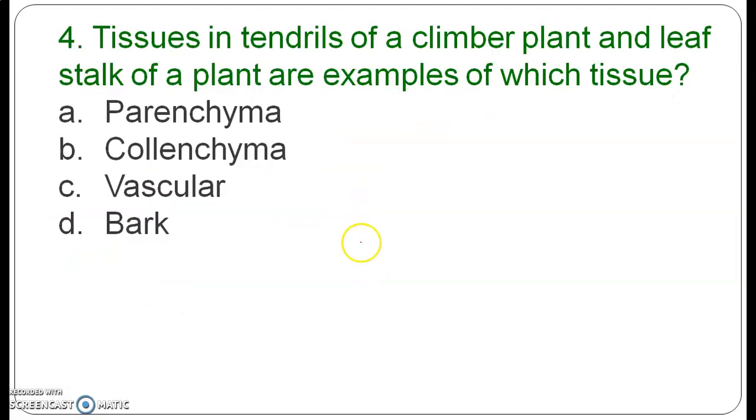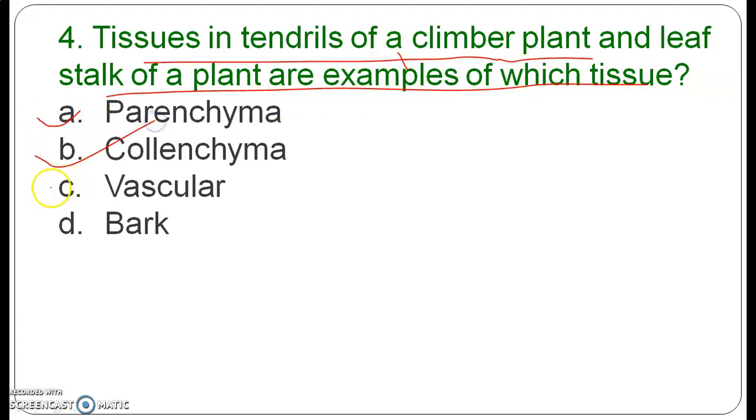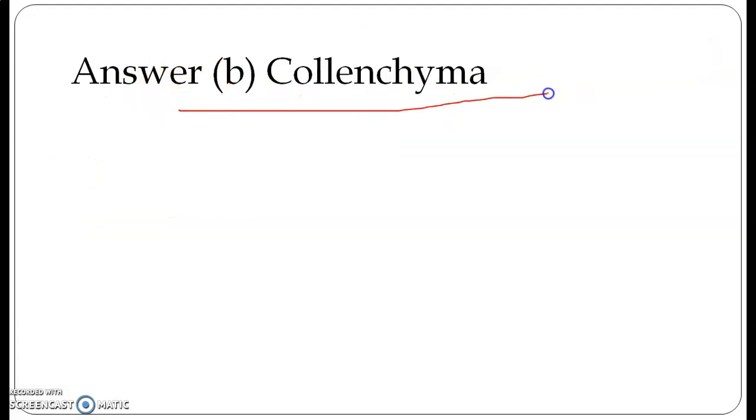Next, question 4. Tissues in tendrils of a climber plant and leaf stalk of a plant are examples of which tissue, and your options are A, parenchyma, B, collenchyma, C, vascular bundles, and D, bark. So take your time, mark the right answer over here. Okay, the correct answer for this question is option B, that is collenchyma. So children, you know very well that collenchymatous tissue is basically responsible for providing tensile strength and a sort of rigidity to the plants.